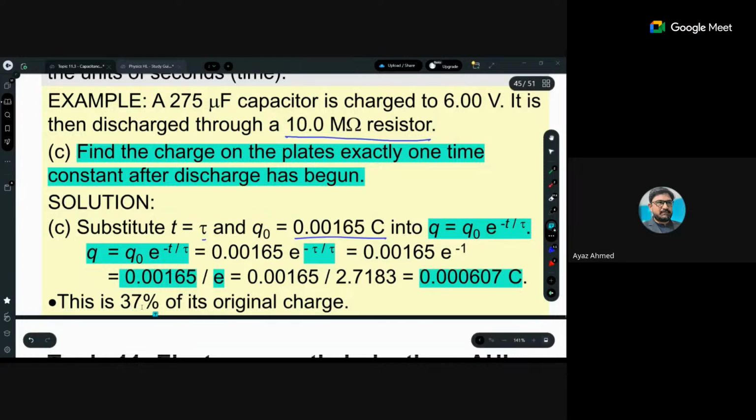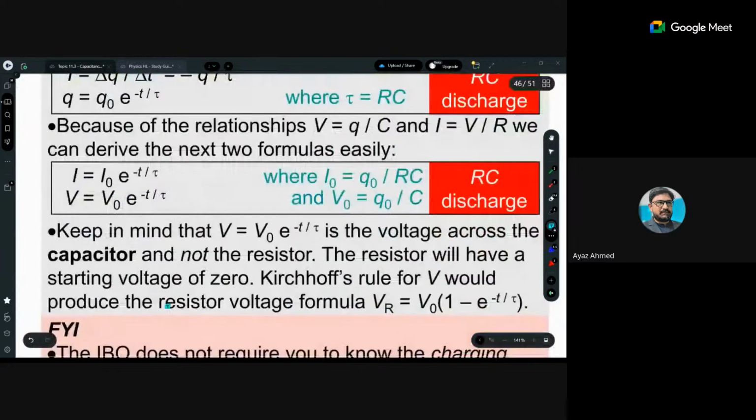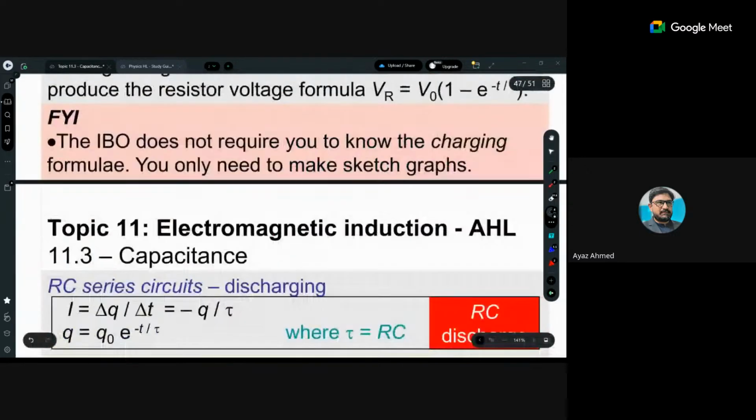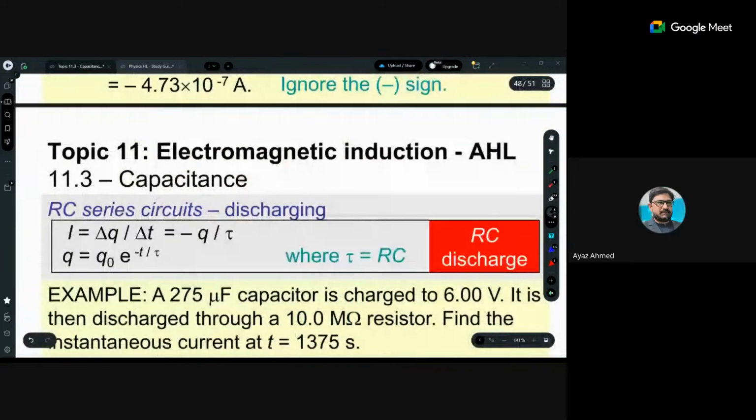So this is basically 37% of the original charge. Simply speaking, we can define the RC time constant in discharging as the time in which 37% charge is left over, or 63% charge has been discharged. That time is called your RC time constant. Okay, that you have to remember.